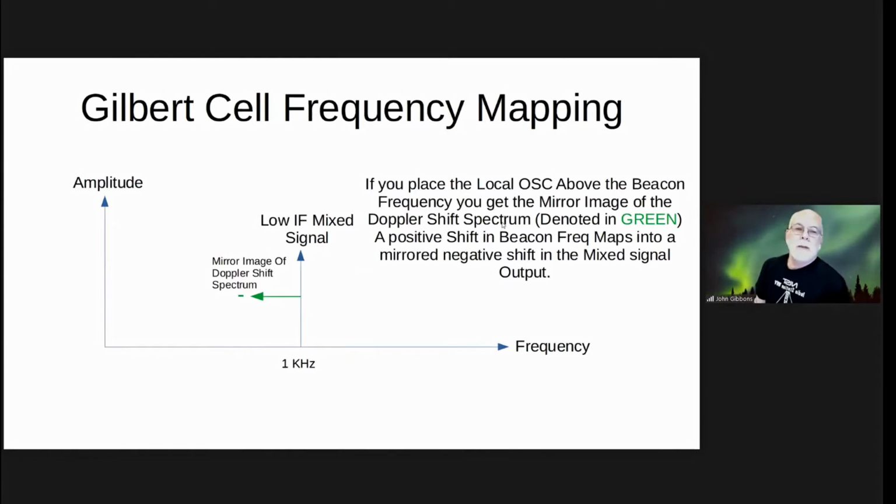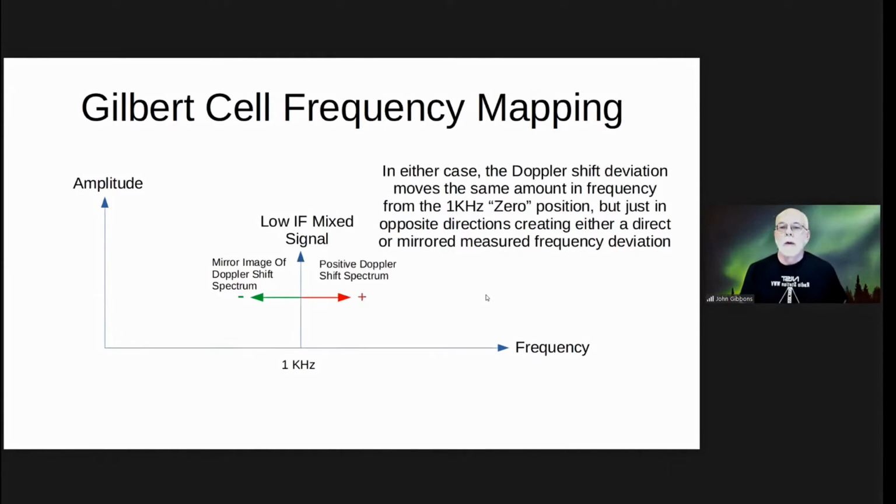If we actually place the oscillator above the beacon frequency, we get a mirror image of the Doppler shift coming out of the IF mixing stage. Now this tends to be non-intuitive, because right around the center frequency here, if you have a positive Doppler shift in the beacon frequency, it's going to show up as a negative shift coming off of the image of the Doppler shift in the spectrum, so this line would move backwards for a positive Doppler shift. So that's not really very intuitive and is confusing.